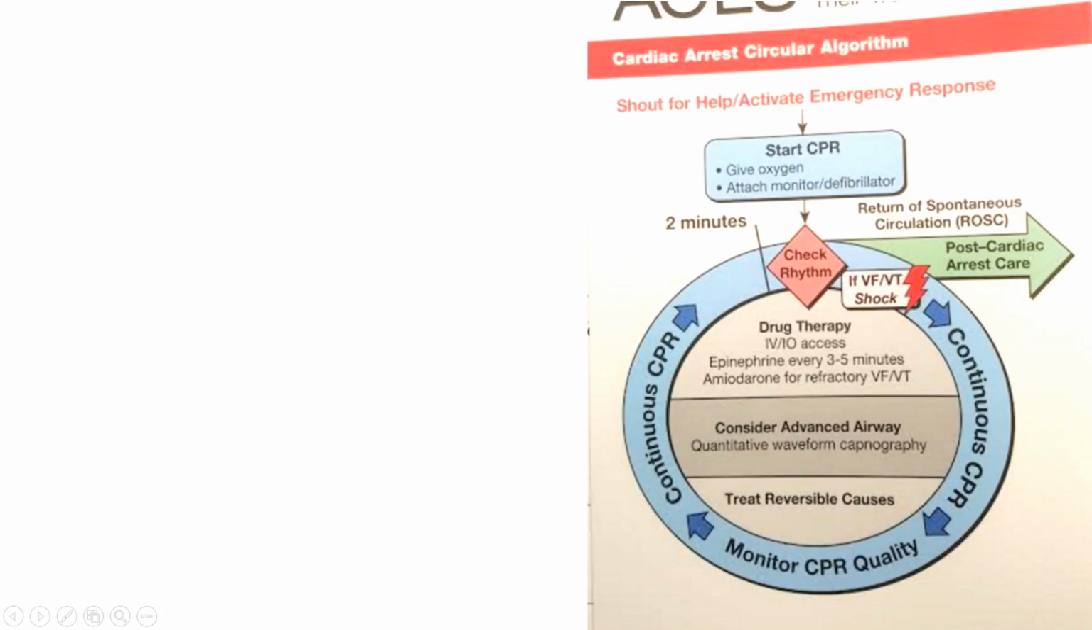Also, you need to consider advanced airway. Capnography is a way of monitoring the carbon dioxide that's taking place in the person. And then last, you need to treat the reversible causes. So that's the first cardiac arrest circular algorithm.